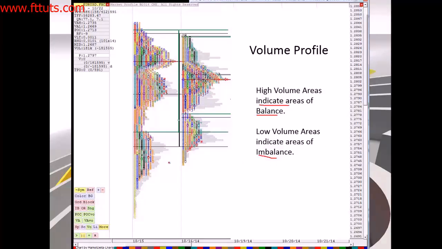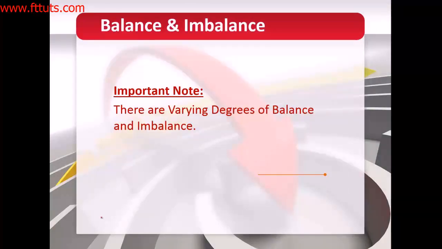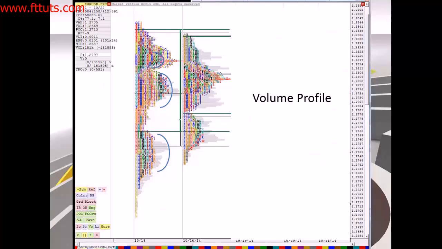Now, when we talk about balance and imbalance, it is very, very important for me to mention that there are varying degrees of balance and imbalance in the market. Not all structures are, just because it's balanced, the same degree of balance as another structure, and the same thing with an imbalance. And I guess the best way to explain that would be to actually take a look at an actual example. Let's go back to our two profiles here.